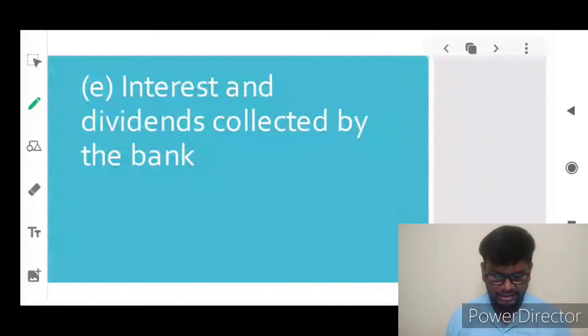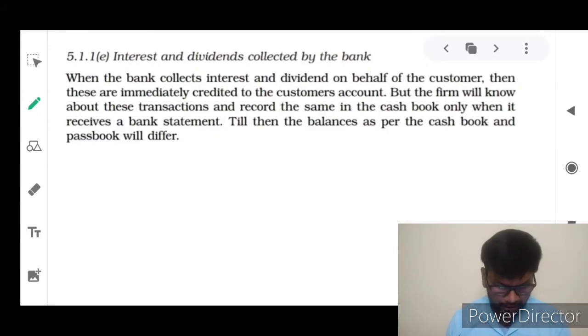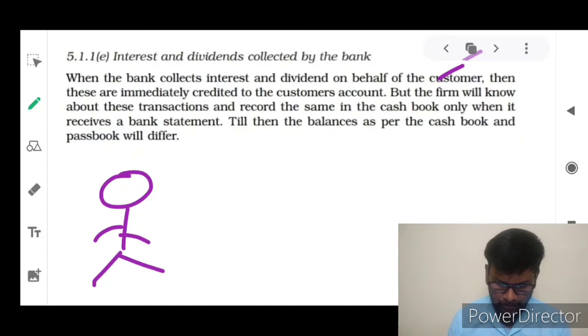Fifth timing difference is interest and dividends collected by the bank. On behalf of us, interest and dividends are collected by the banker. So we can discuss it in detail. When the bank collects interest and dividends on behalf of the customer, who is the customer? Whoever opened an account in the bank is a customer of the bank. So you are the businessman, you are considered a customer, you are an account holder in the bank.